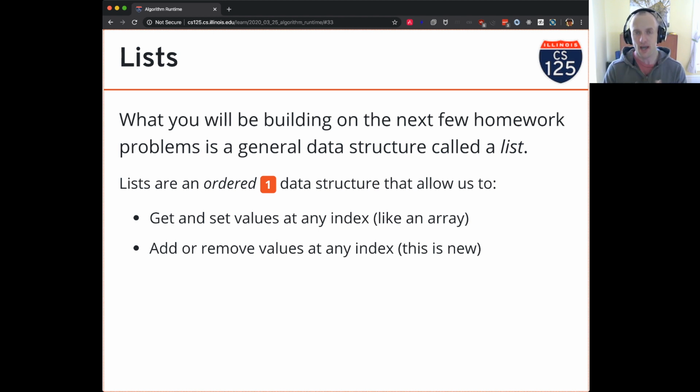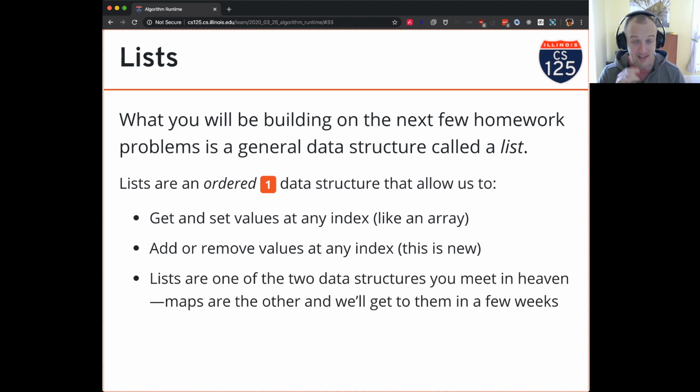So unlike an array, where if I create an array of size 4, I can't change the size later, if I create a list of size 4, I can add things to the front, which will cause the list to grow in size, and I can also remove values, which will cause the list to shrink in size. Lists are one of what I refer to as the 2 data structures that you meet in heaven. They are incredibly useful. Between lists and maps, which is another data structure that you meet in heaven, which we'll talk about in a couple of weeks, you can actually get a long way doing a lot of general purpose computer science and problem solving just using those 2 data structures.